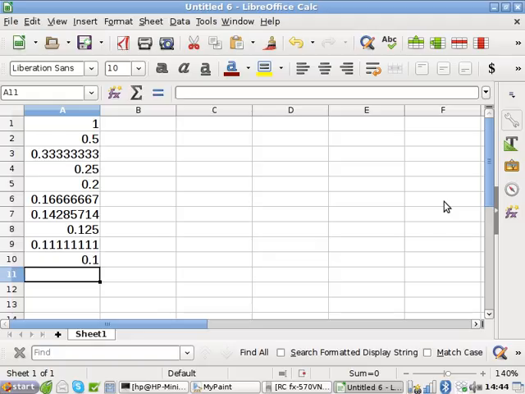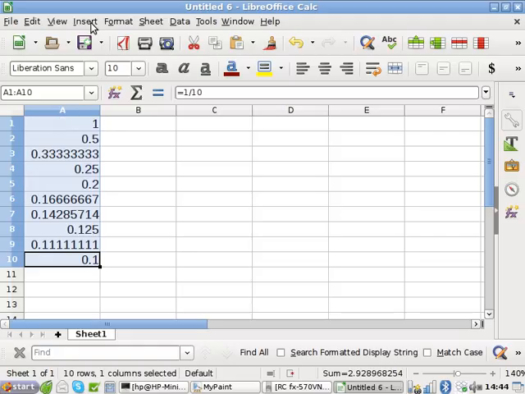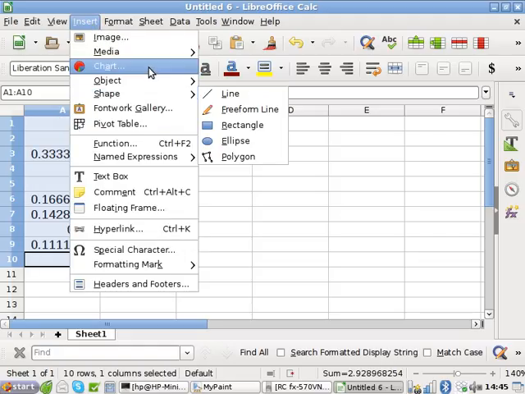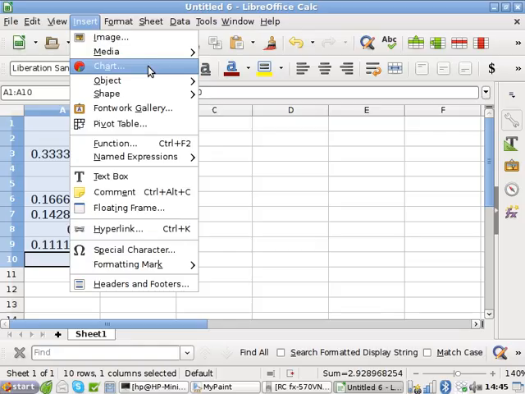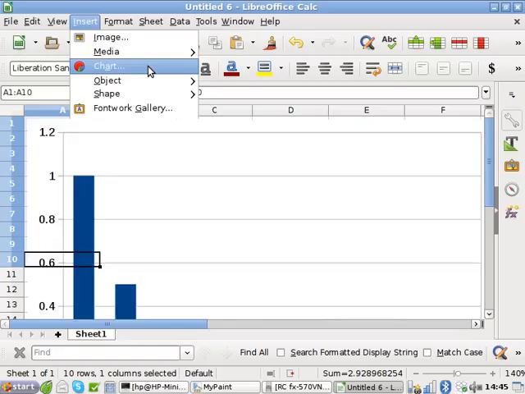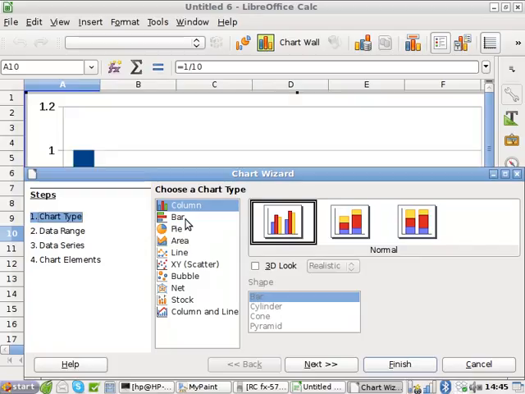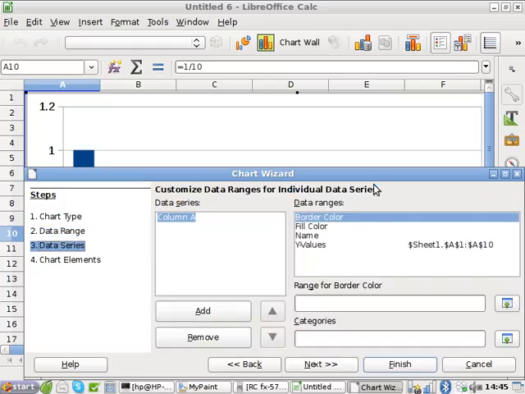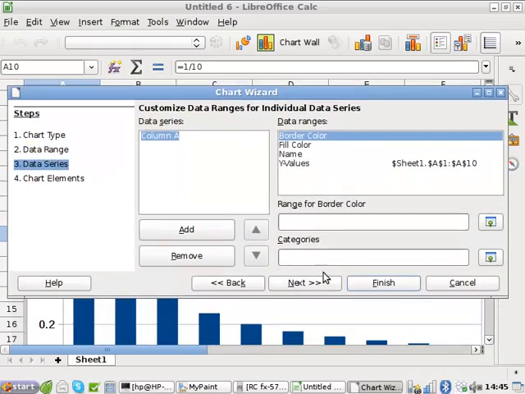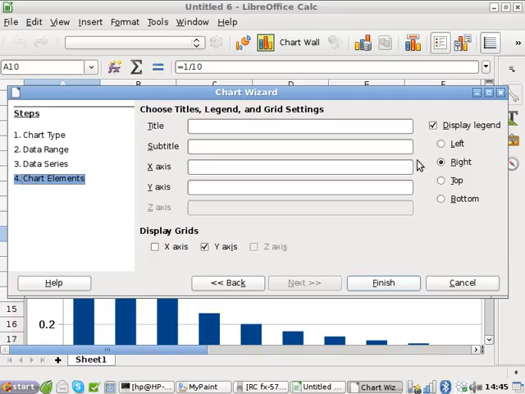And we want to make a bar chart here. So I'll highlight these, insert chart, and a bar chart is not called a bar chart in the Office program. It seems a bit stupid, I know, but they call it a column chart, so that's the one we need to pick. Next. Next. Note, I don't want the legend. The legend is like the key on the side.